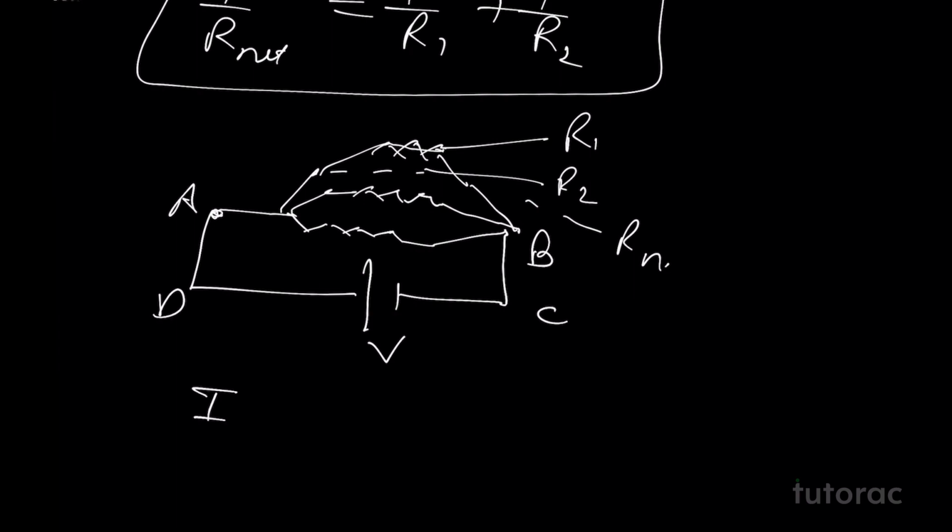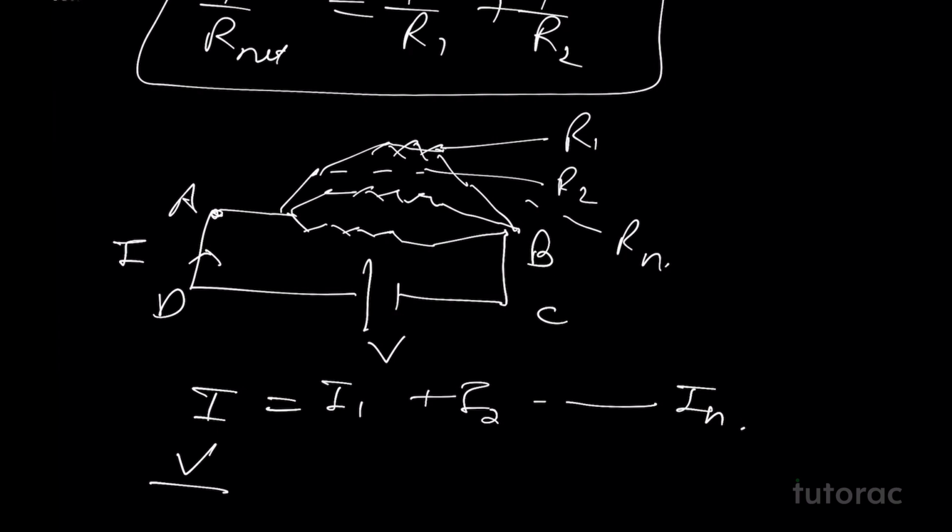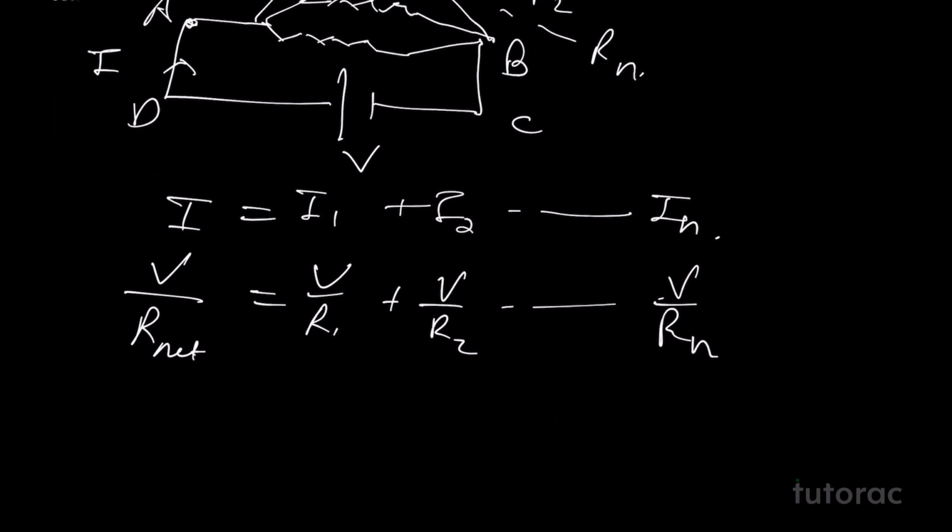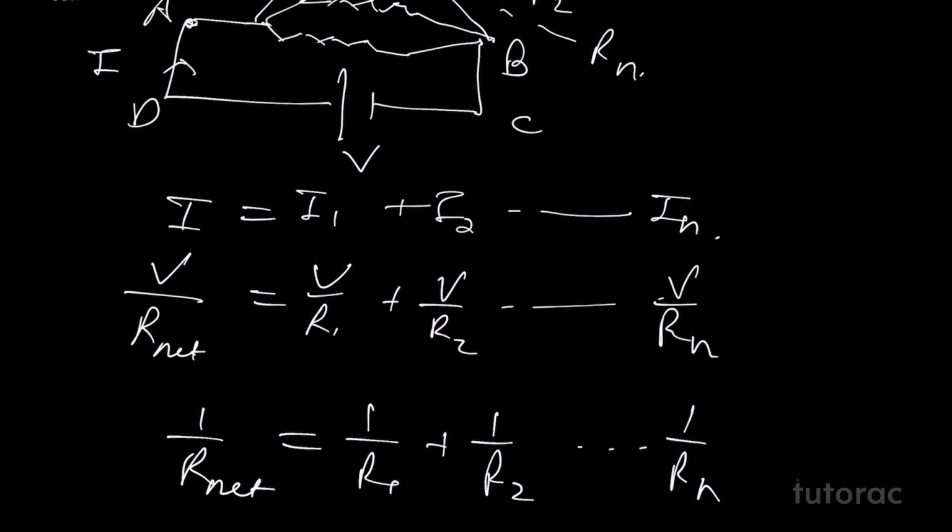Again, at A, my current I, which is coming in, will get divided into multiple currents. How many currents? N. So I'll write I1 plus I2 up to In. Writing it in the same way, I is nothing but V, that is the battery, divided by R net, equals V by R1 plus V by R2 up to V by Rn. Now, what can we do? Similarly, we just have to cancel out all the V as its value remains the same. So we get 1 upon R net equals 1 upon R1 plus 1 upon R2 up to 1 upon Rn.